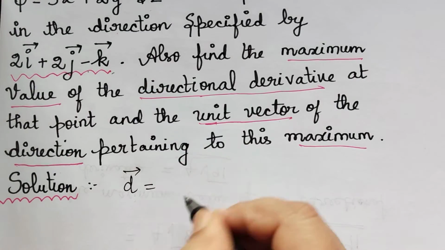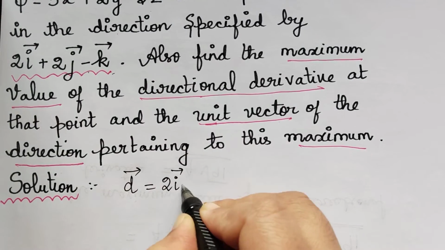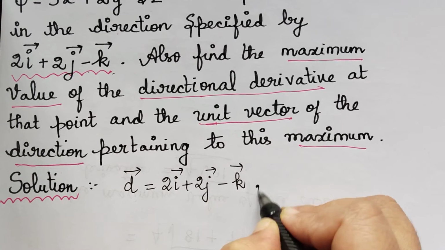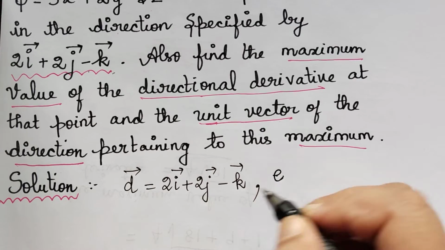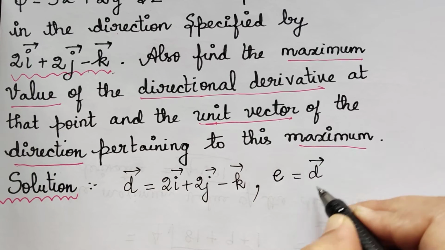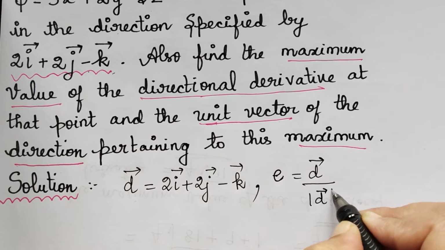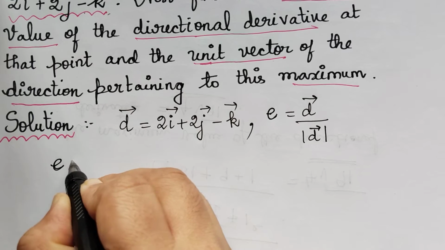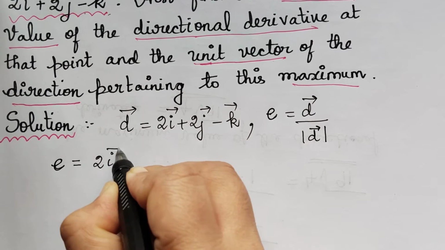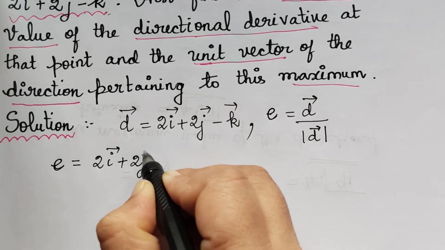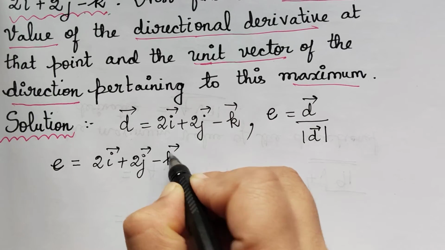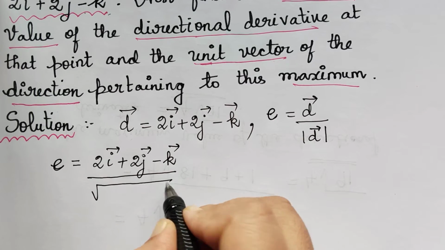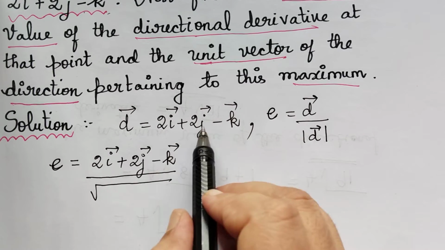And what is the direction given? 2i vector plus 2j vector minus k vector. And we all know that the unit vector along this direction is given by d vector divided by modulus of d vector. So using this, what will be the unit vector along this direction? It will be equal to 2i vector plus 2j vector minus k vector divided by, what is the modulus of this? It will be the square root of the sum of the squares of each of the components.